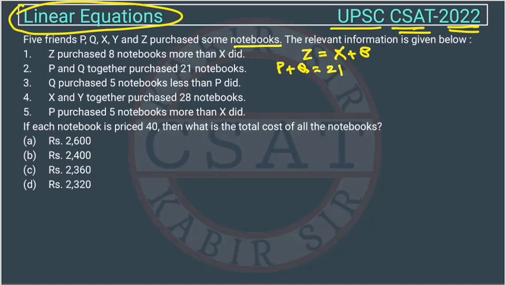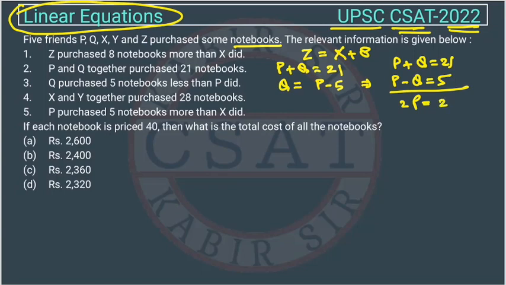Q purchased 5 notebooks less than P did. So the equation will become P minus Q is equal to 5. And here we have P plus Q is equal to 21. We will add these equations, so this will be 2P is equal to 26. So P is equal to 13 notebooks.